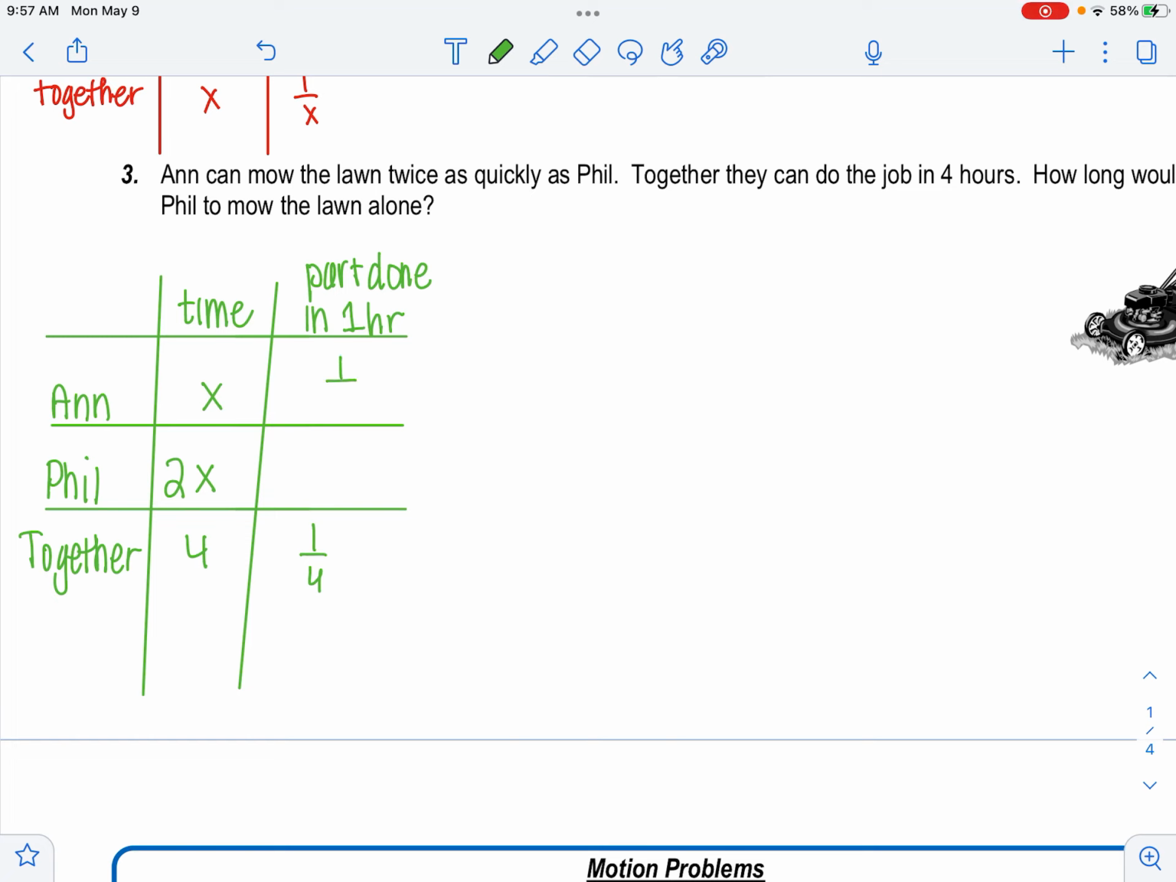The part done in 1 hour is 1 over x, and then this is 1 over 2x. So now we can write our equation and solve it. We have 1 over x plus 1 over 2x is equal to 1 over 4.